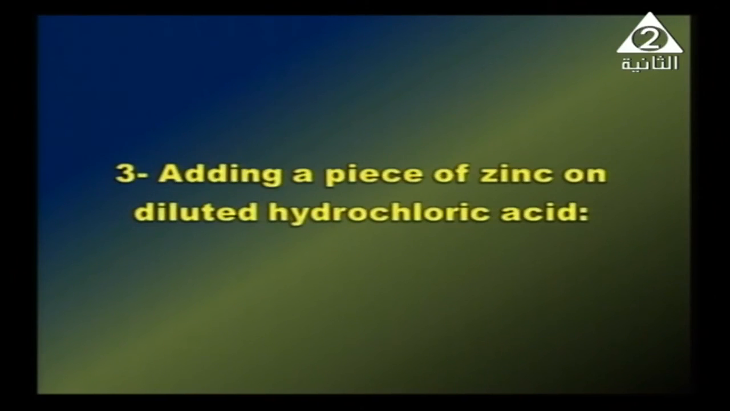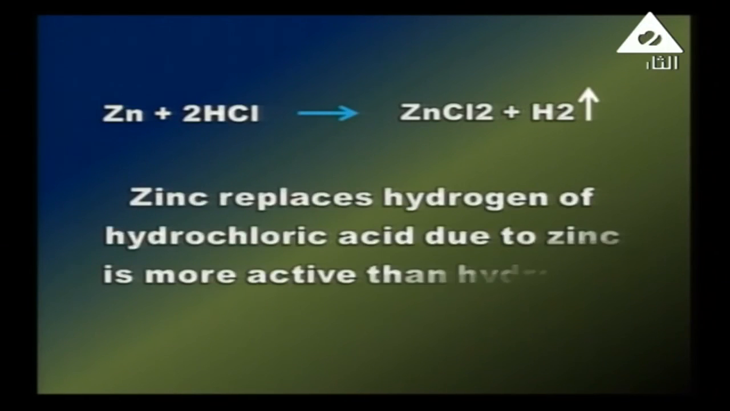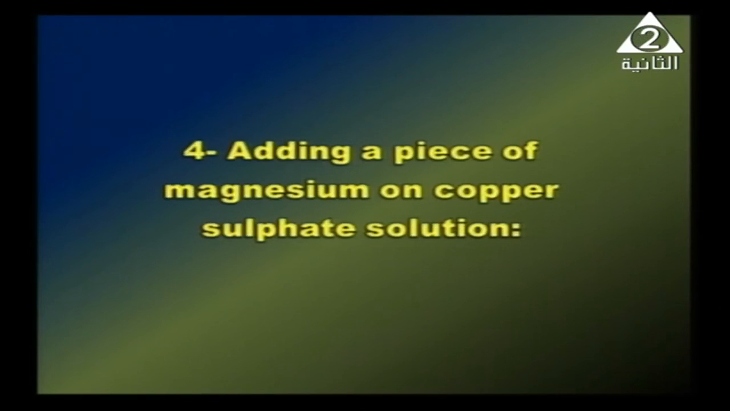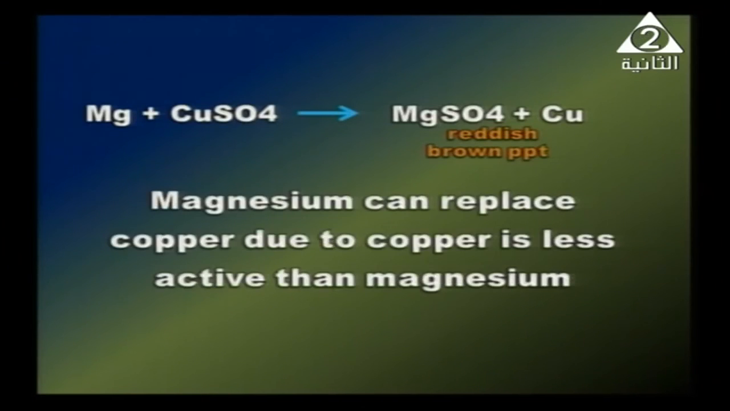Adding a piece of zinc to diluted hydrochloric acid: zinc substitutes hydrogen, producing zinc chloride and hydrogen gas evolves. Adding a piece of magnesium to copper sulphate: as magnesium is more active than copper, it replaces copper in its salt, producing magnesium sulphate and a reddish brown precipitate of copper.